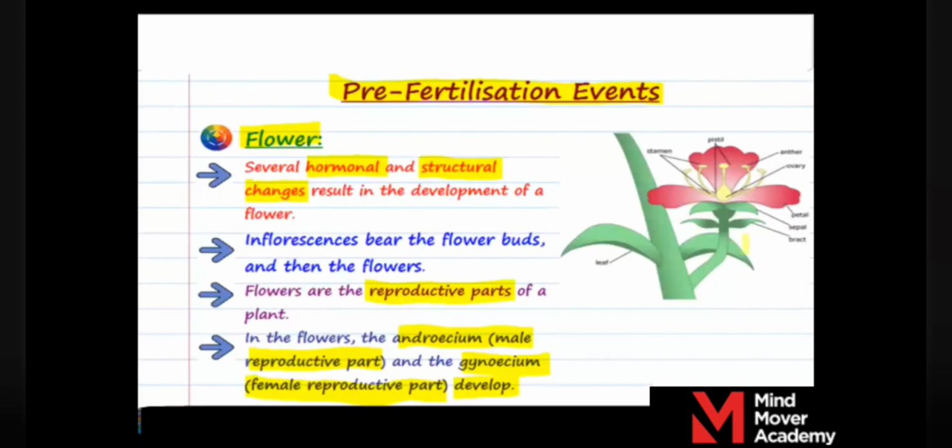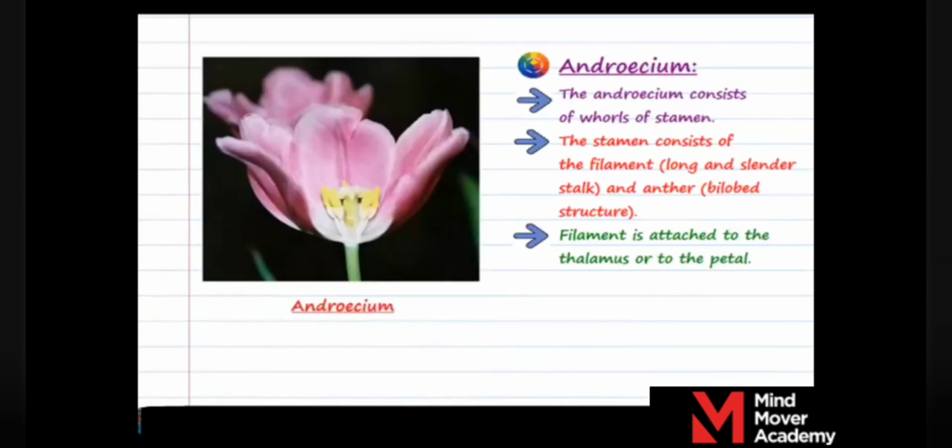Now here in this image you can see the picture of a flower. You can see the ovary being shown, petal, sepal, bract. Then the leaf is shown, anthers are shown, and the stamen, which is the male reproductive part, consists of the anther and the filament, as you can see here. And this is the pistil, which is the female reproductive part. So those were the basic points about the various parts of a flower involved in fertilization. Now we'll study them in detail.